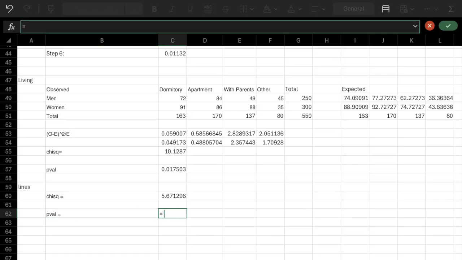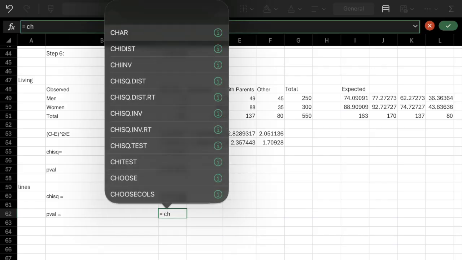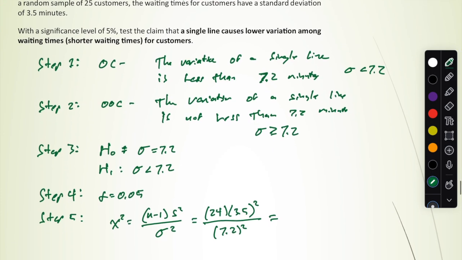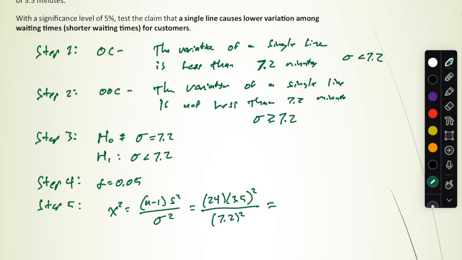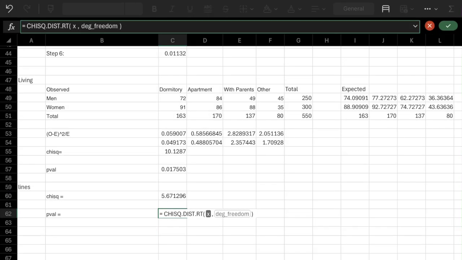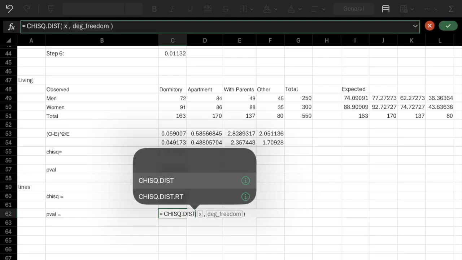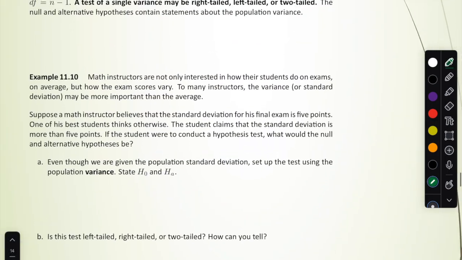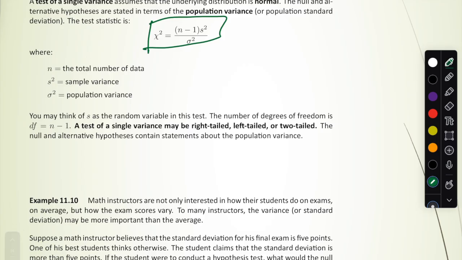Equals chi squared dot dist dot rt. Well, actually, what is this? This looks like it's a left-tail test. So it's not going to be RT, it's going to be the usual one, without the RT. All right, so we need our x value there, our degrees of freedom. Do we recall what that is? Look up here, n minus 1.